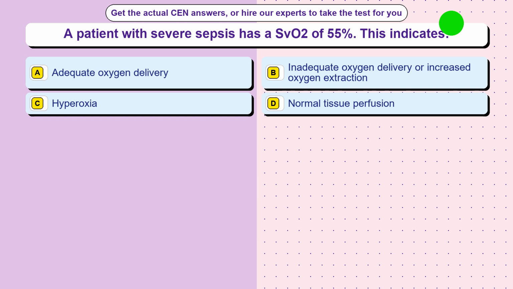Question 87. A patient with severe sepsis has a SvO2 of 55%. This indicates: Option A, adequate oxygen delivery. Option B, inadequate oxygen delivery or increased oxygen extraction. Option C, hyperoxia. Option D, normal tissue perfusion.